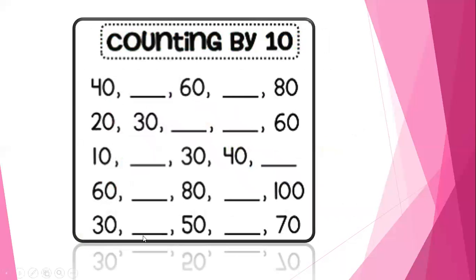Let's fill in the blank. What is the missing number? Everybody: 40, blank, 60, blank, 80. What is the answer? 40, 50, 60, 70, 80. Next line: 20, 30, the missing number is 40. Next is 50. Next is 60.